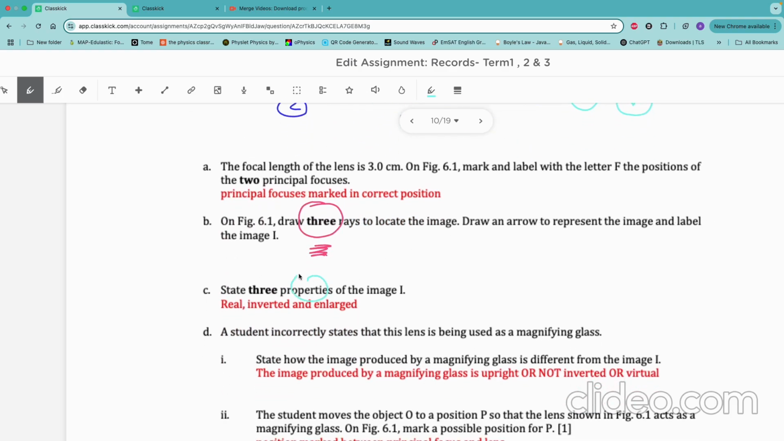So 3 properties. Number 1, real. Number 2, inverted, or you can replace it by writing upside down. Number 3, enlarged, or you can replace it by writing bigger in size.